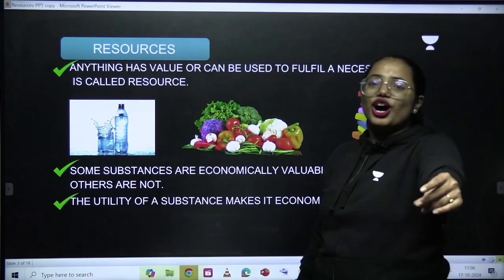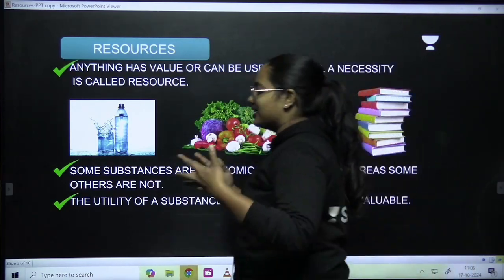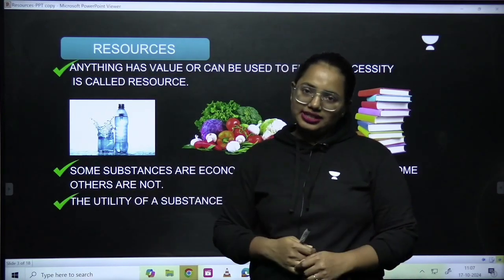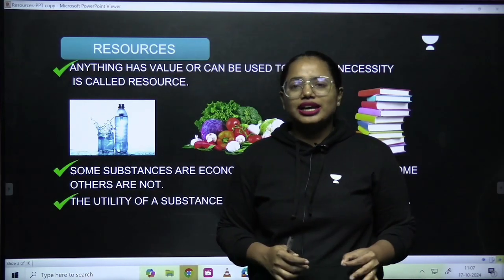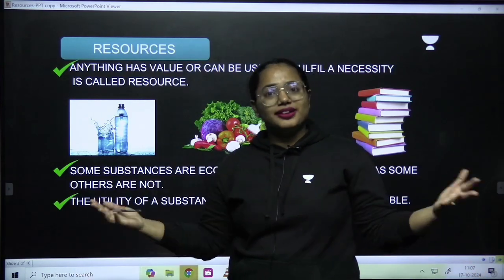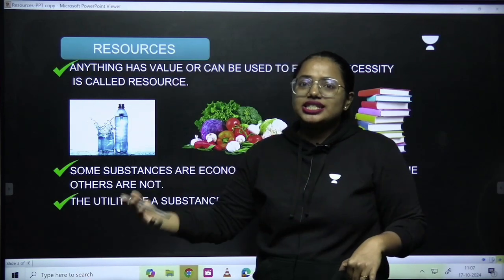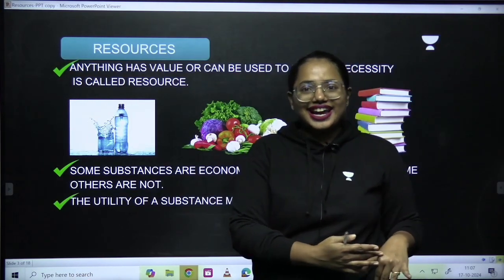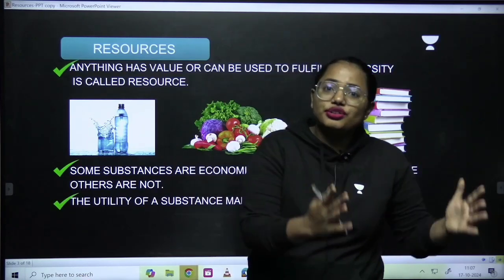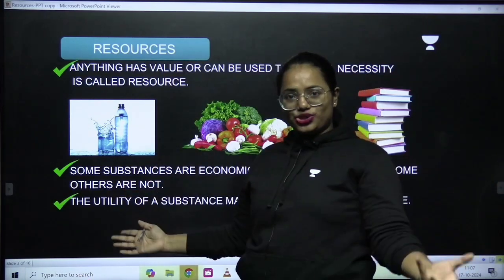Got the point? Okay. So now let's learn a few more examples so that you will understand it in a better way. Water can be considered as a substance. And what is its use? Yes, I can use it to relieve myself from thirst. So if I drink water, the necessity has been fulfilled, right? Yes. So any substance that can fulfill a necessity becomes a resource.